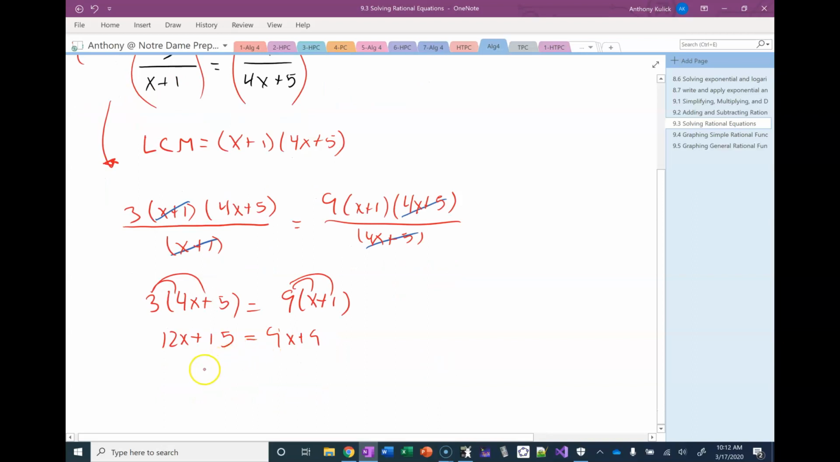And if I subtract 9x from both sides, I get 3x. And if I subtract 15 from both sides, I get negative 6. And if I divide both sides by 3, I get negative 2. But I'm not done.